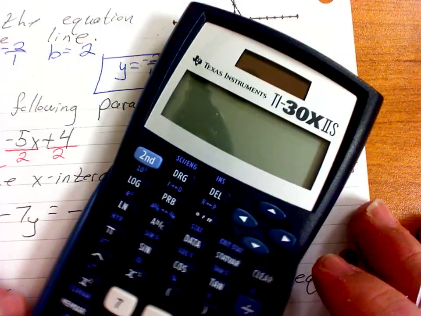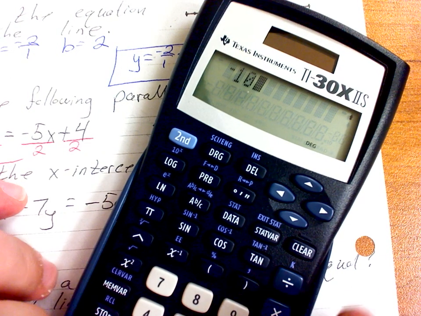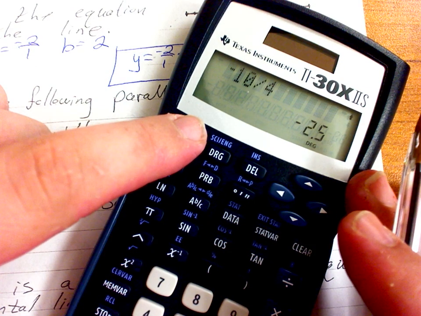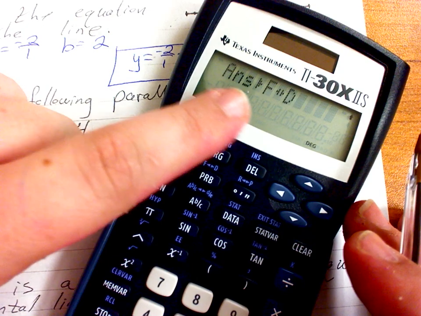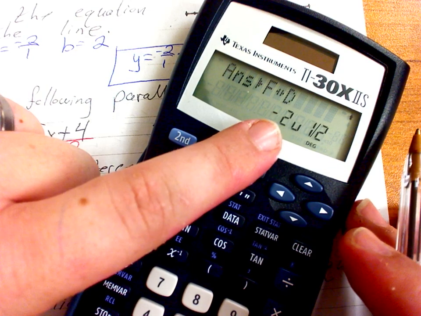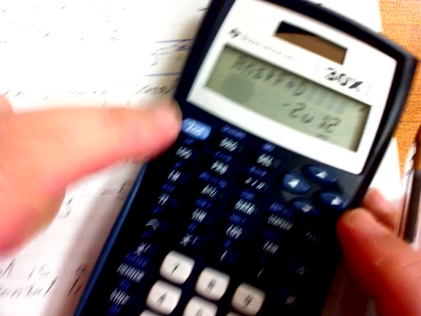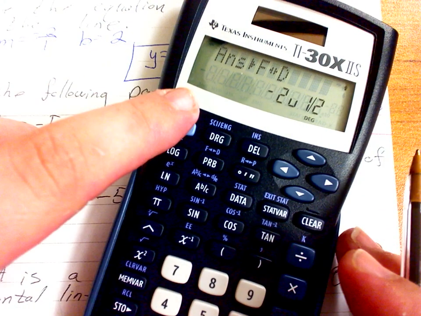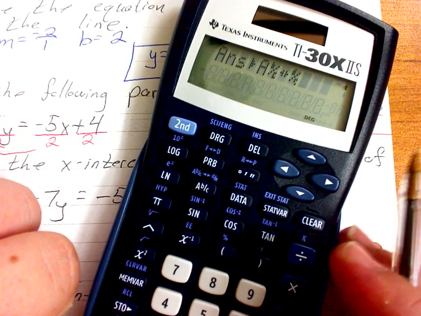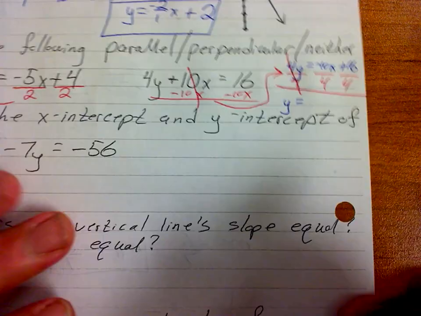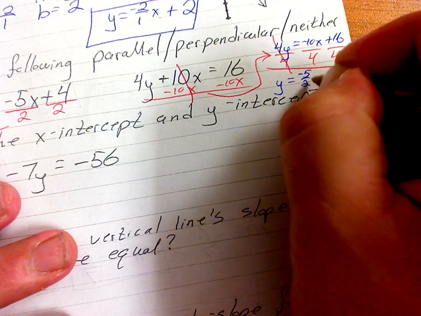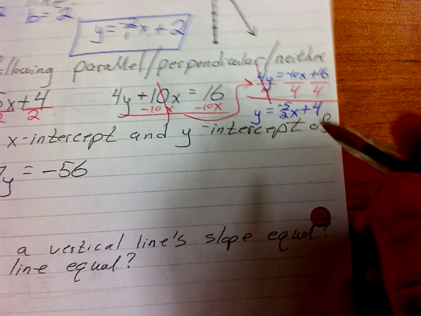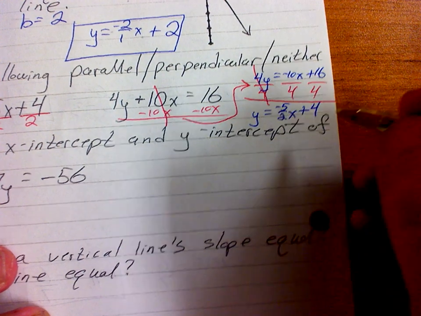Once again, we can always check that on a calculator real quick. If I do negative 10 divided by 4, it gives me a decimal. If I want a mixed number, I hit second PRB, and it changes it to negative 2 1/2. Now, negative 2 1/2 and the other slope don't look like one another, so let's change this to an improper fraction by hitting second ABC, and it becomes negative 5 over 2. So the slope of this one is negative 5 over 2x, and then we have plus 16 divided by 4, which is simply 4.